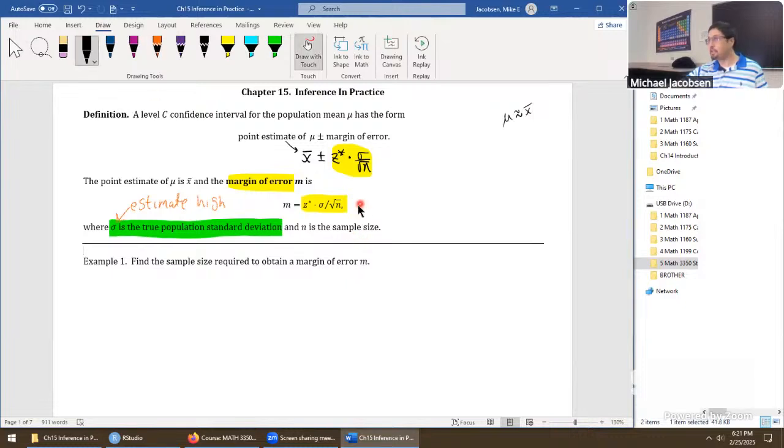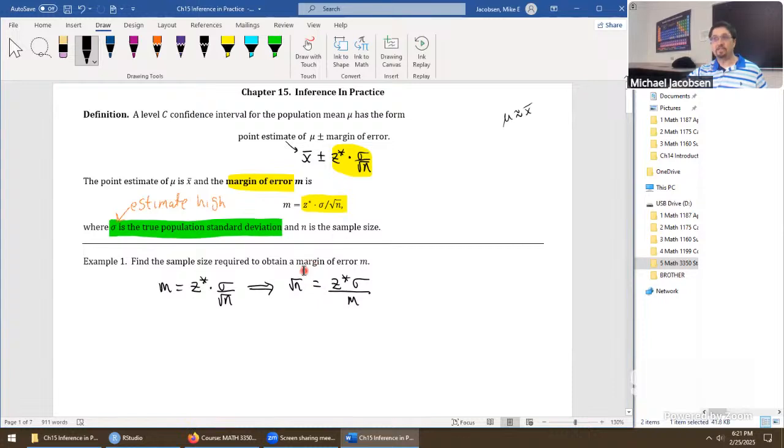Okay, let's do that. First thing we do is grab the formula for the margin of error, m equals z star times sigma over root of n. This problem is all about getting the sample size, so our goal is to solve for n. We can multiply both sides by square root of n, divide both sides by m, and get the new equation, square root n equals z star sigma divided by m.